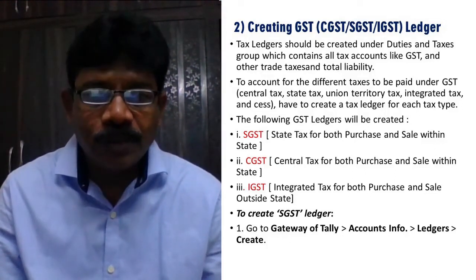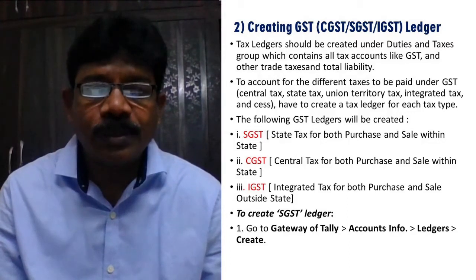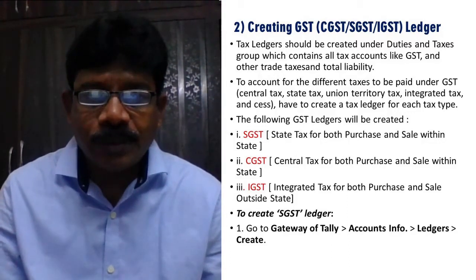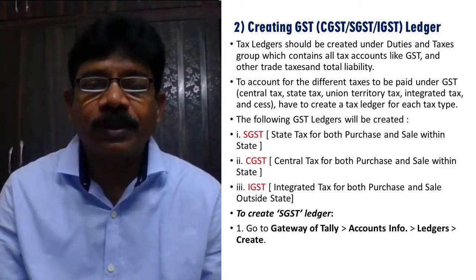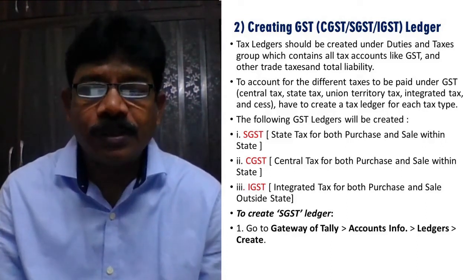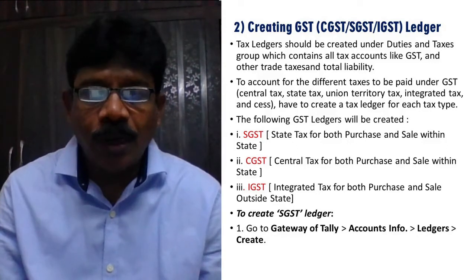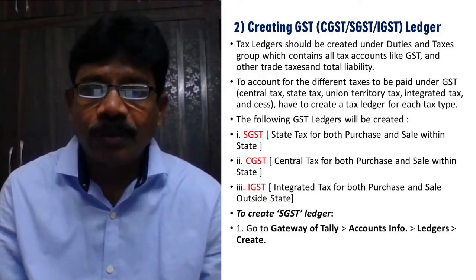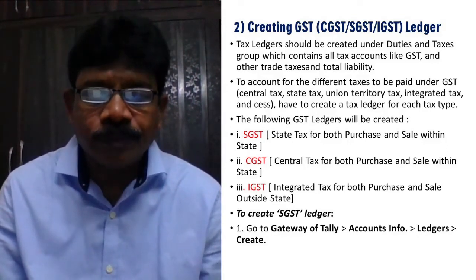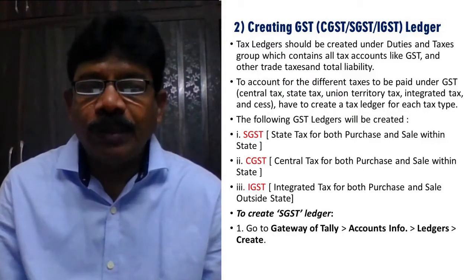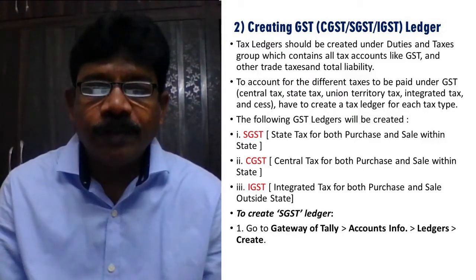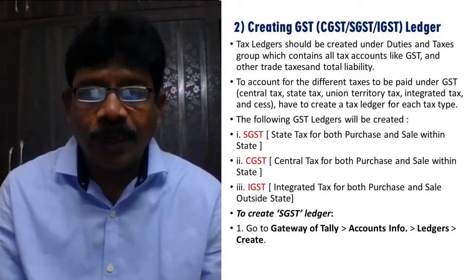SGST stands for state tax for both purchase and sale. CGST is central tax for both purchase and sale. IGST is integrated tax for both purchase and sale outside the state. UTGST is for union territories tax, which is collected from union territories.